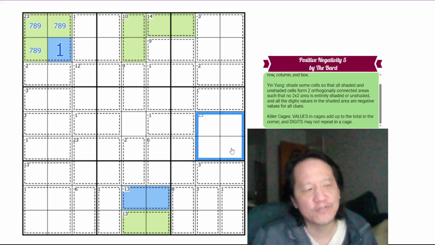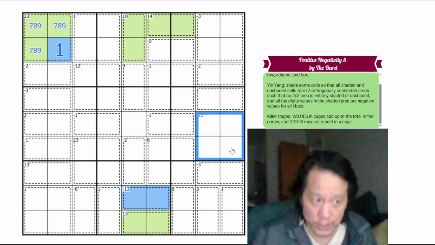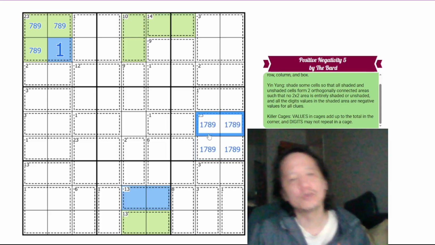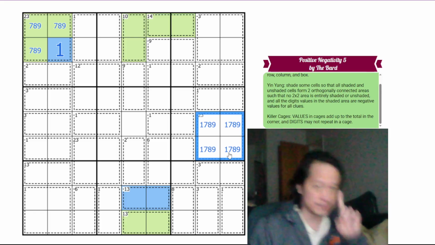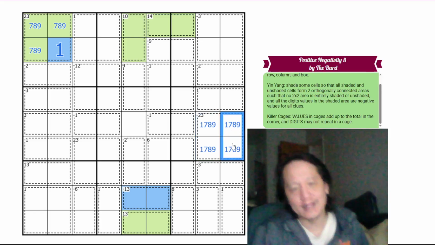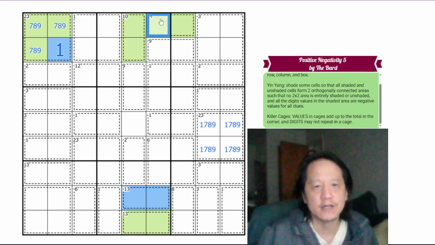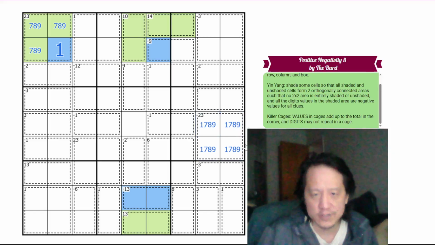So this has to have 3 cells that are unshaded and 1 cell that's shaded. So this is, again, 1, 7, 8, 9. We don't know where the 1 is. But we do know at least one of these two must be shaded. Because we have a 2 by 2 that's all unshaded here, this must be shaded here. We know one of these is shaded.